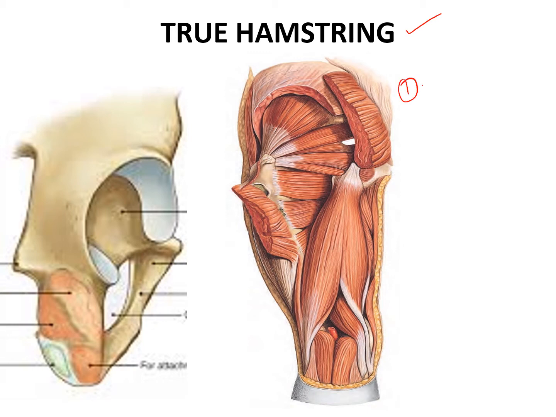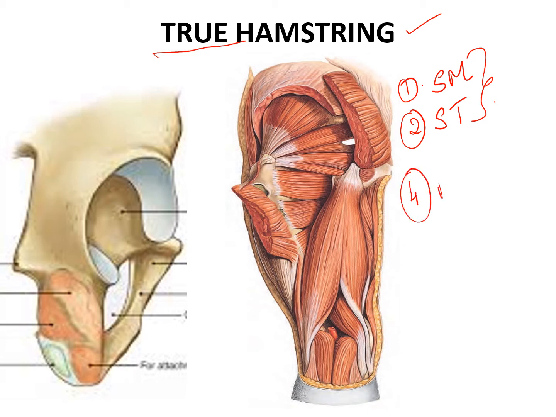True hamstring muscles are the semimembranosus and semitendinosus. These two muscles are called true hamstring muscles because they follow all the four rules of the hamstring muscles. Now we will see what the modified hamstring muscles are.